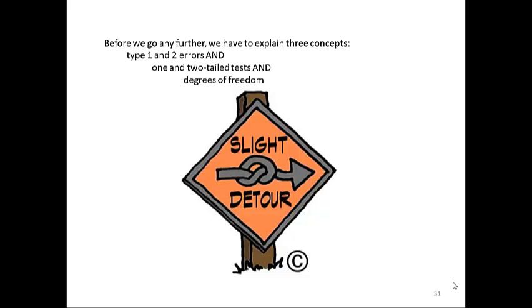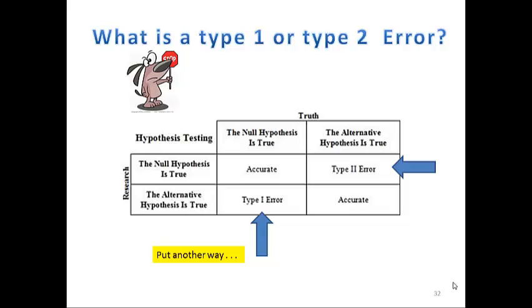Before we go any further, we have to explain three concepts: type 1 and 2 errors, 1 and 2 tail tests, and degrees of freedom. What is a type 1 or a type 2 error?